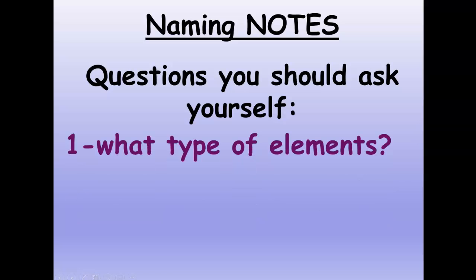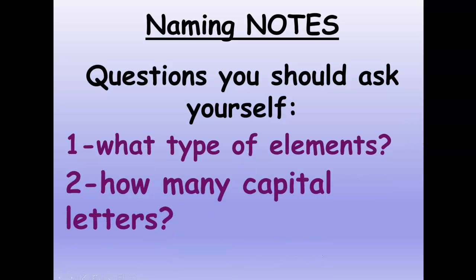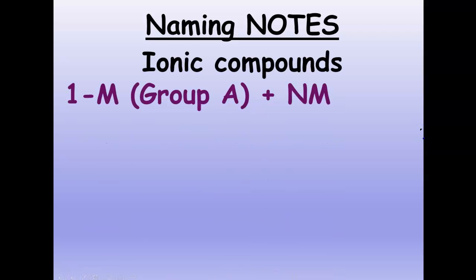First one is, what type of elements do I have? Then you're going to ask yourself, how many capital letters do I have? Now, this is really only specifically for when you have more than the different types of compounds. So when you're asking this question, how many capital letters, for what we're doing, it's always going to be 2 capital letters. So when we have ionic compounds, when you ask what type of elements you have, that means you have a metal, which is a group A metal, and a nonmetal.